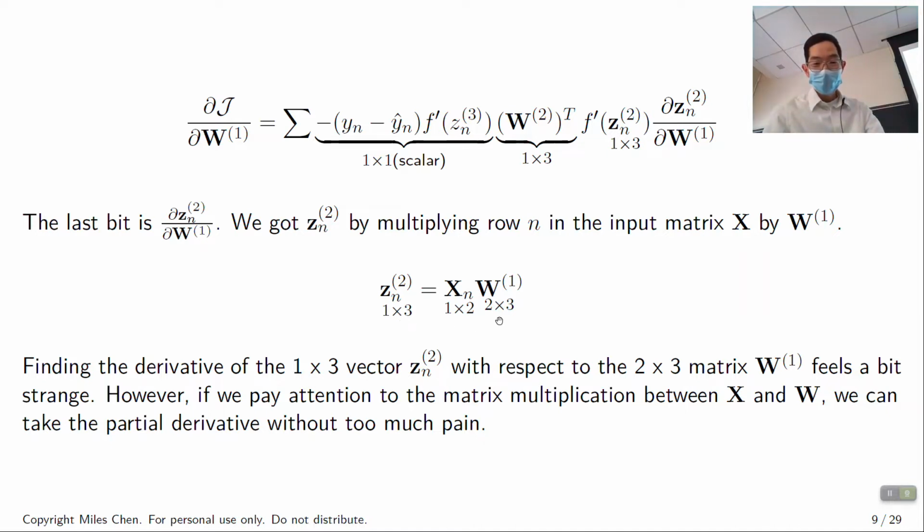Okay, and so this is where we are, and we said, well, if we want to take the gradient of the nth row in Z with respect to the first weight matrix, what is the result going to be? It's going to be the transpose of the nth row of x.